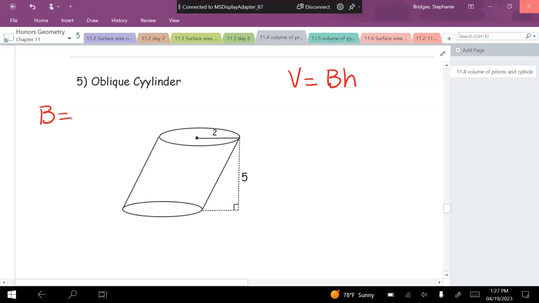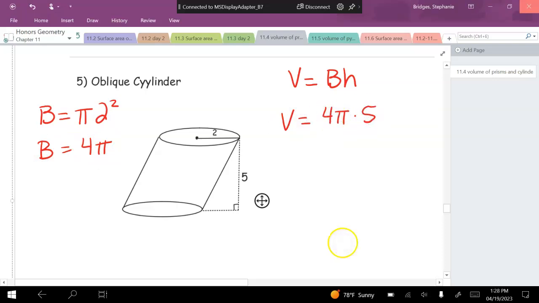Am I given my radius or my diameter? Radius. What is my radius? 2. So that's pi times 2 squared, which gives me a base area of 4 pi. What is the height of this thing? It's 5. See how it's perpendicular to the bottom? This part right here would not be the height because in an oblique it's slanted. There's no number down here, so you don't need to do the Pythagorean theorem.